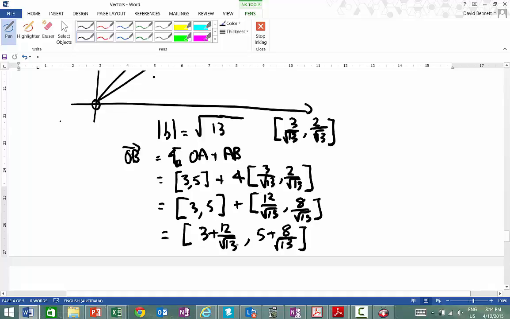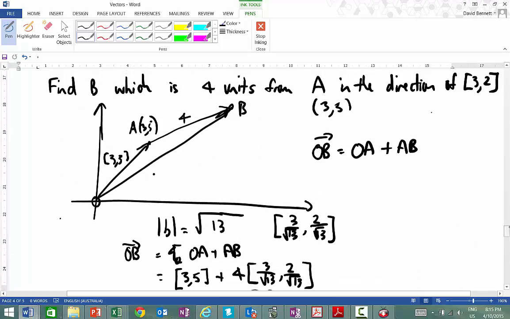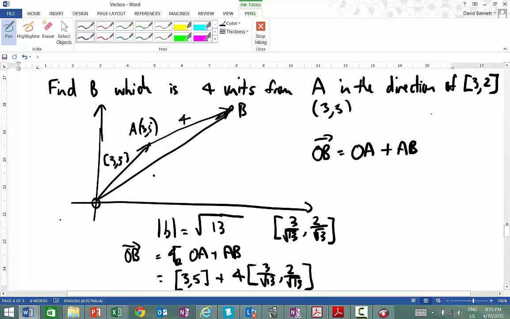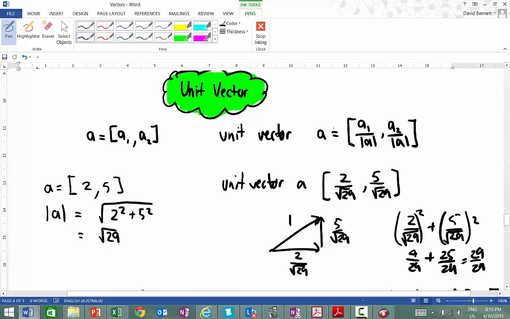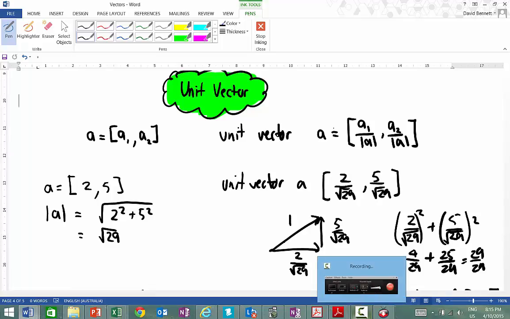So that is going to be my vector OB, so therefore B is going to be a point which is 3 plus 12 over root 13 and 5 plus 8 all over root 13. Now not a very nice point because I just made that particular question up. So there's an example where we use a unit vector to find the coordinates of a point based on that information. So the unit vector is quite simple really when you think about what you've got to do with it. Anyway, have a go at some questions related to that, and I think you'll pick it up pretty quickly.